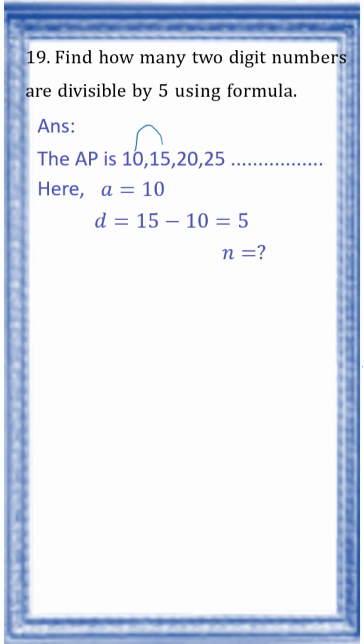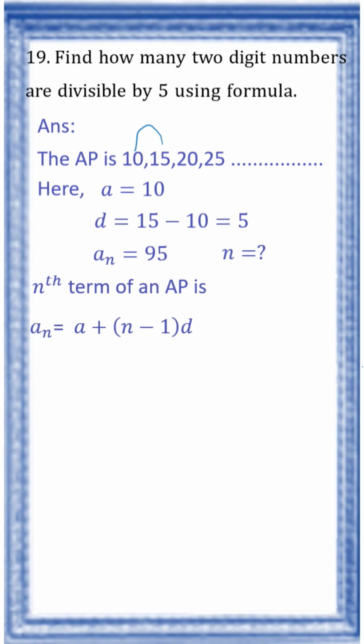We have to find the number of terms. We are also given that the nth term, last term, is 95. The nth term of an AP is an is equal to a plus n minus 1 into d. Now let us substitute the values. Instead of an, 95; a, 10; n we don't know, we have to find; d is 5.